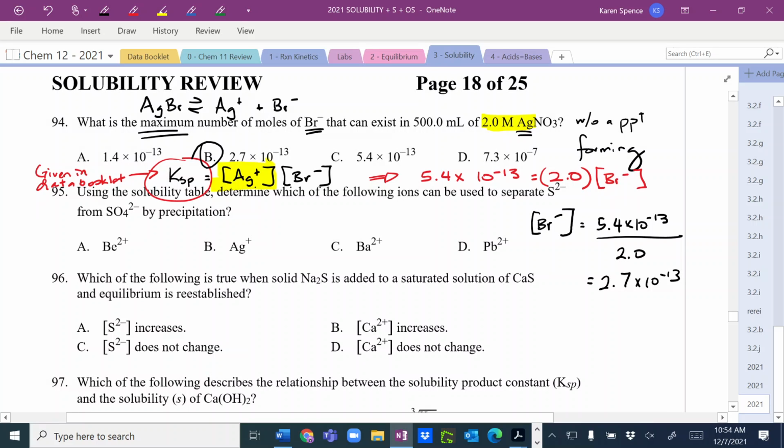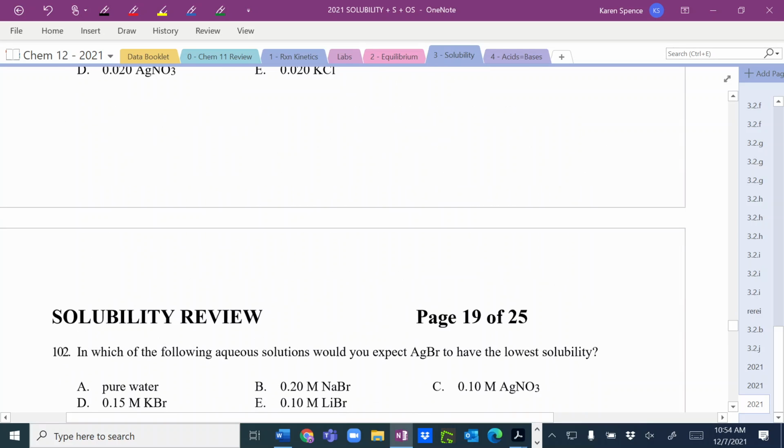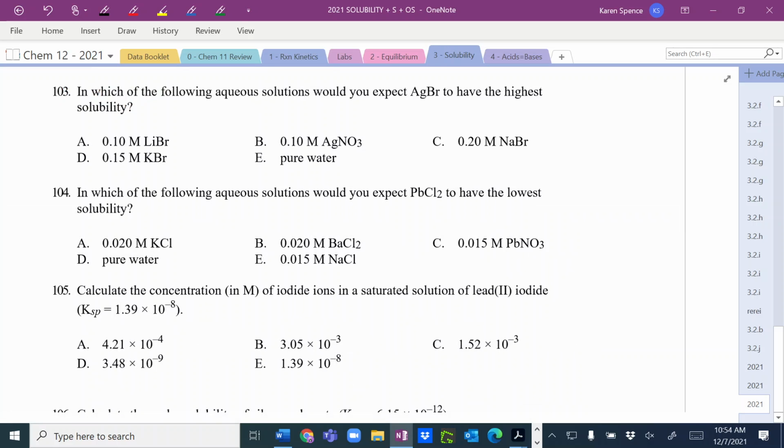Where are we? 105. Calculate the concentration in molar of iodide ions in a saturated solution of lead iodide. Yes. 94. Sorry.